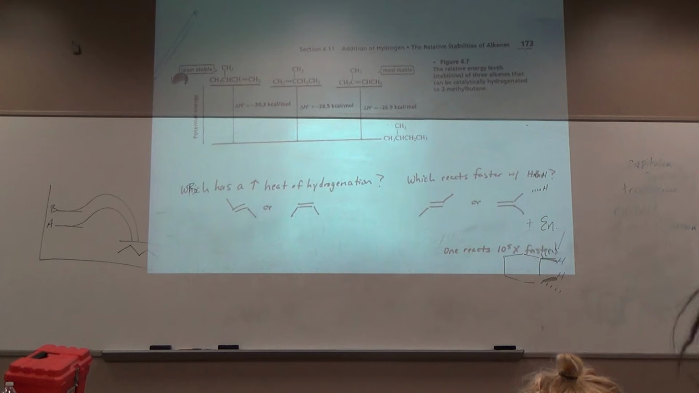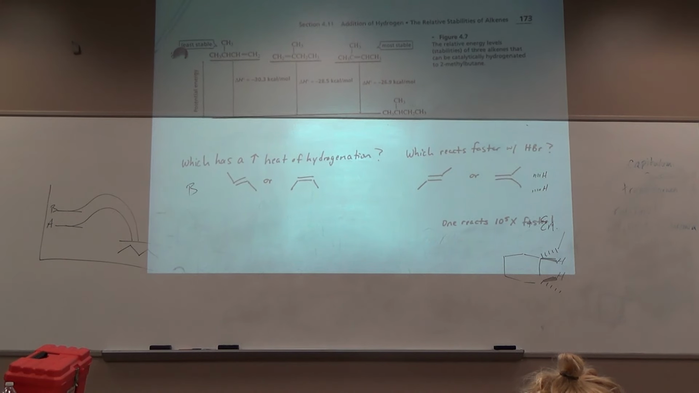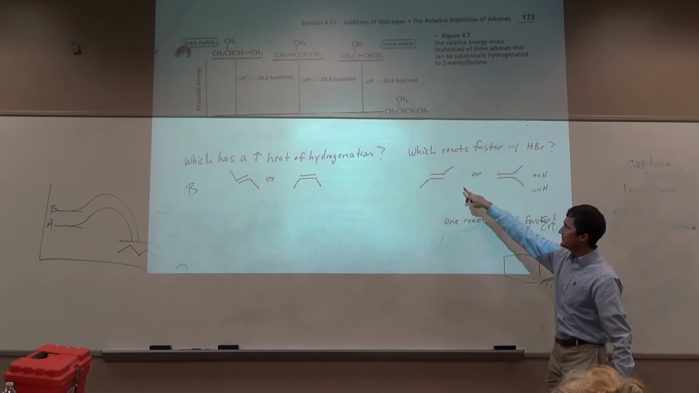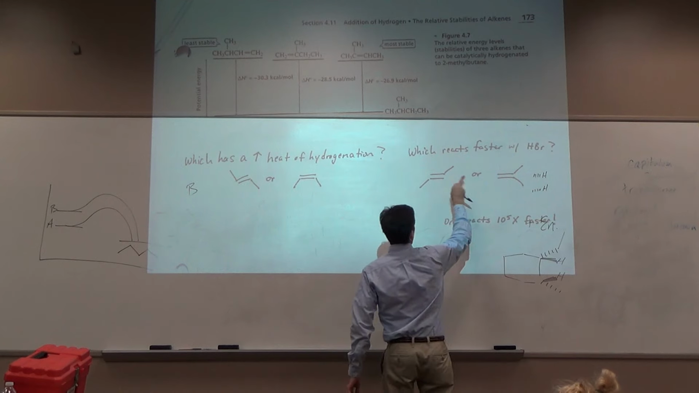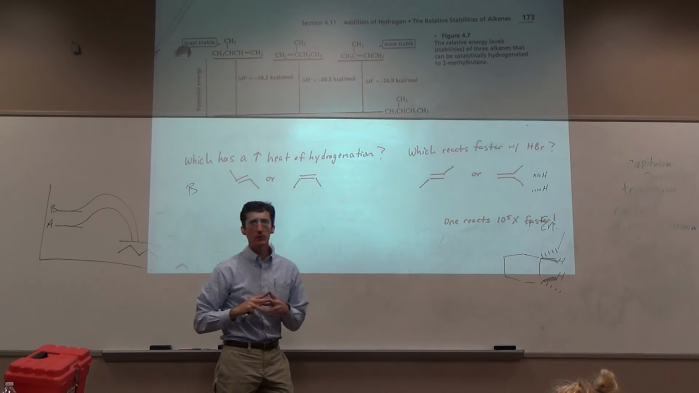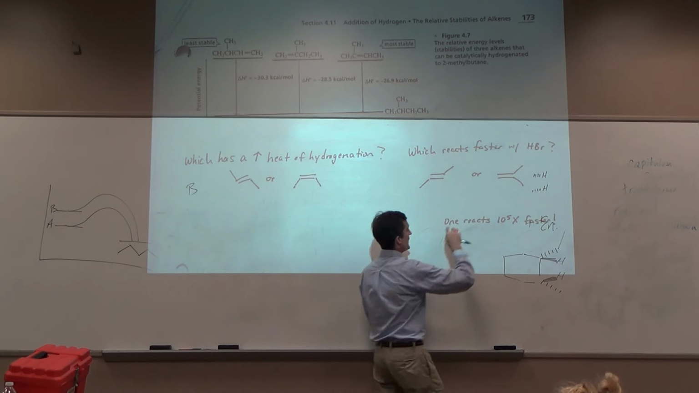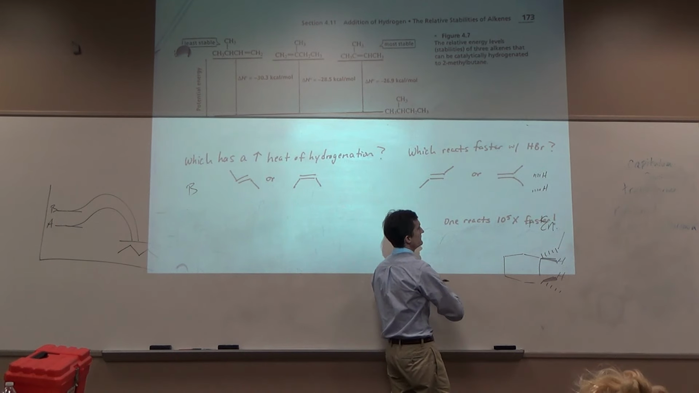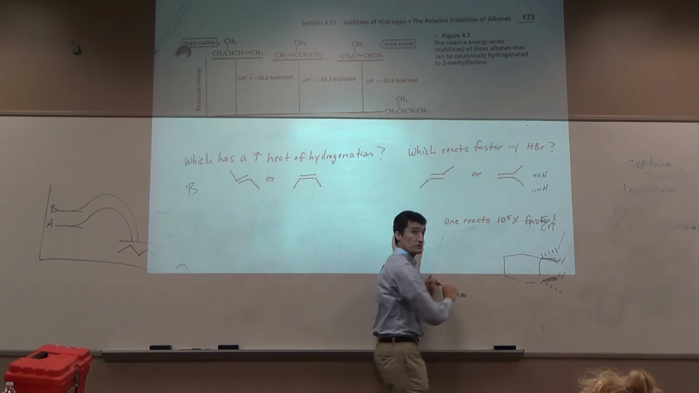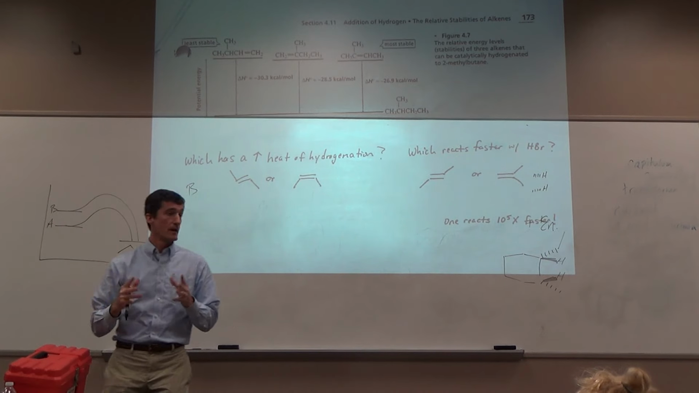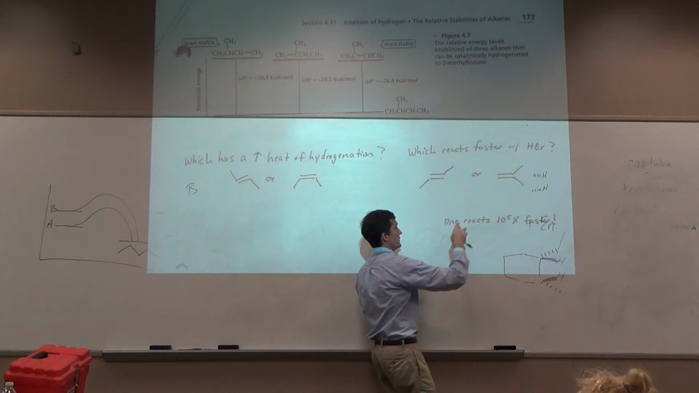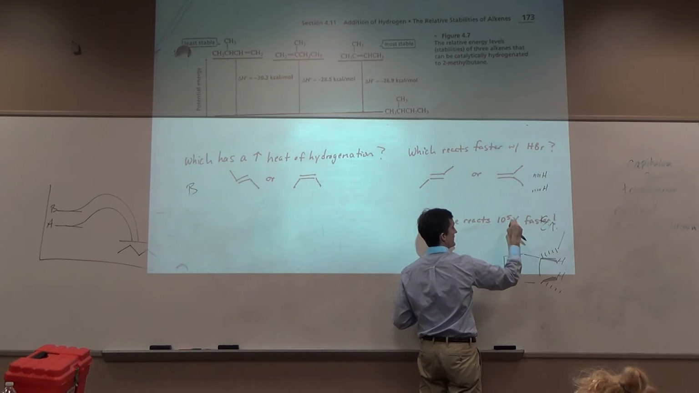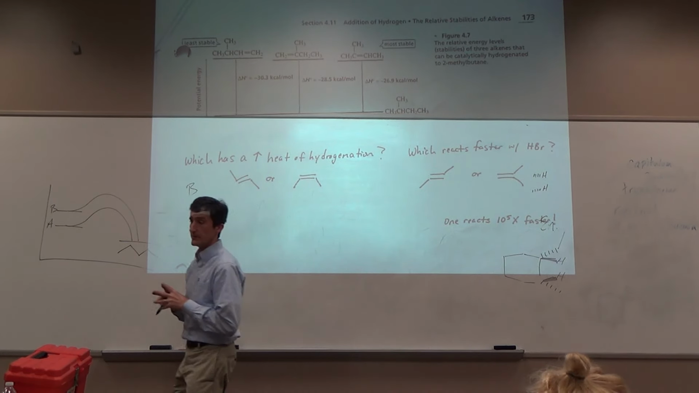While we're on this little topic of asking questions about things, which reacts faster with HBr? Totally different question. I would address this by looking at what type of cation is going to form. If this reacts with HBr, what type of cation are you going to get? A tertiary carbocation? Yeah. Tertiary carbocations are easier to form. It's going to react faster. And indeed, it reacts about 100,000 times faster.